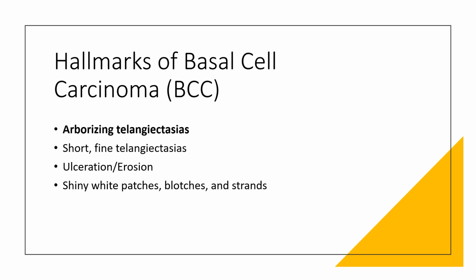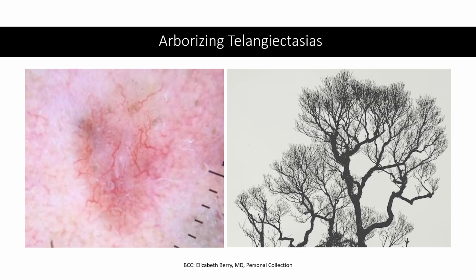Arborizing telangiectases are probably the most recognizable feature of basal cell carcinomas. Normal blood vessels in the skin are present in the dermis and subcutaneous tissue and appear blurry on dermoscopy. However, the vessels in BCCs are present much higher in the skin and are crisp and sharply focused. They start as larger caliber vessels and then subsequently branch into smaller and smaller blood vessels, and they really resemble a tree, thus the term arborizing.